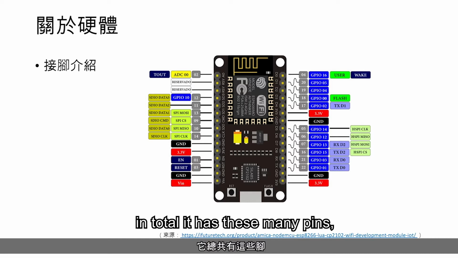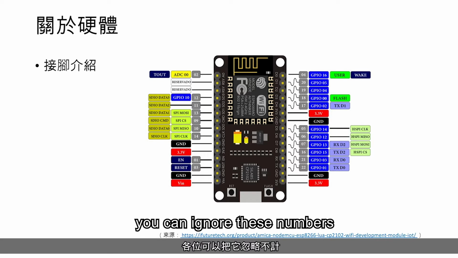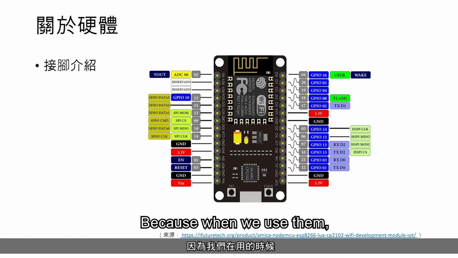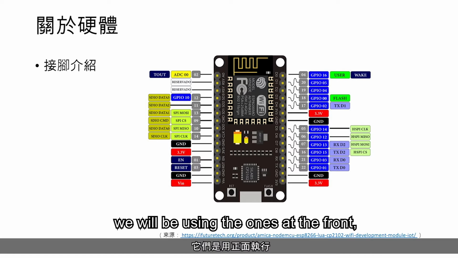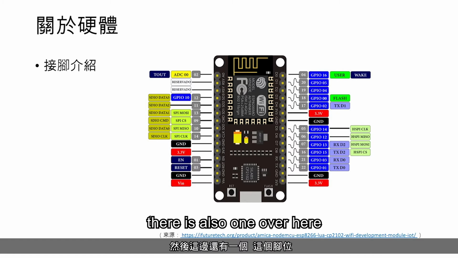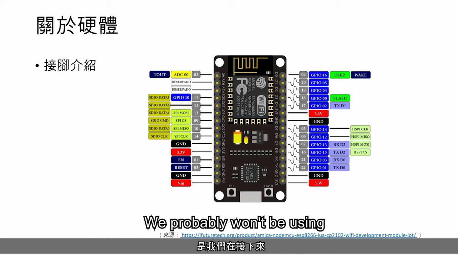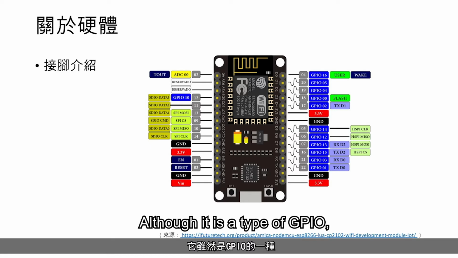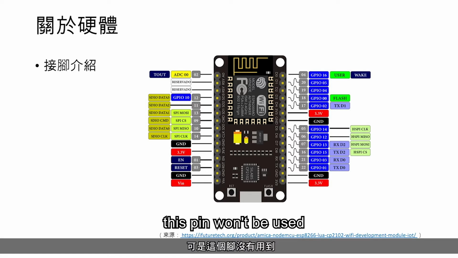So let's take a look. In total, it has this many pins. These pins have numbers. You can ignore these numbers. Why? Because when we use them, we will be using the ones at the front. D0, D1, D2, D3, D4, and so on. There is also one over here. We probably won't be using this pin for our course. Although it's a type of GPIO, this pin won't be used because this pin won't be connected.